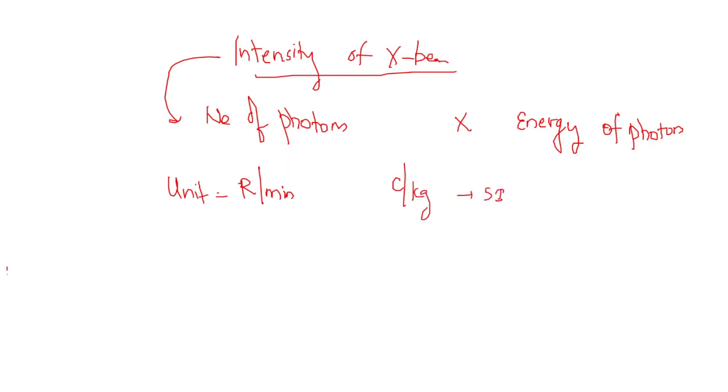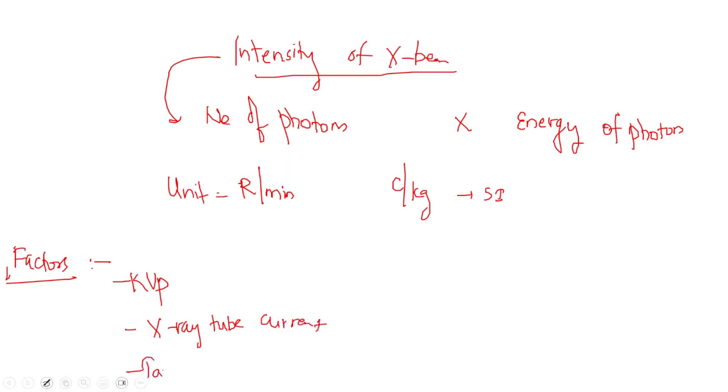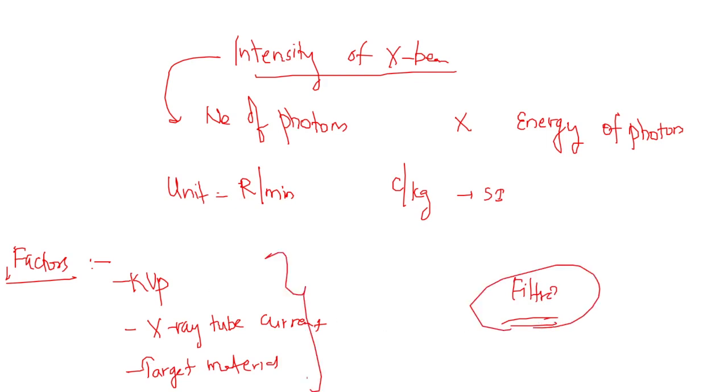So there are factors which will affect the intensity of the X-ray beam. The factors which affect the intensity of the X-ray beam are kilovoltage peak, X-ray tube current, target material, that is the anode, and also the filtration. Filtration we will learn in our later classes, but in this class we will learn about these three. So first let us learn some important points about the target material.